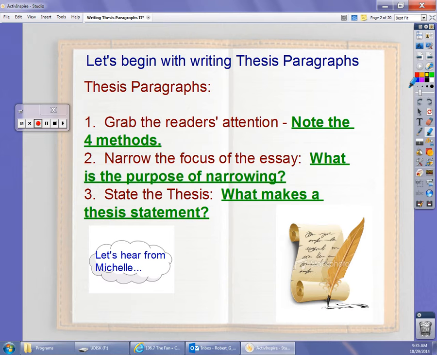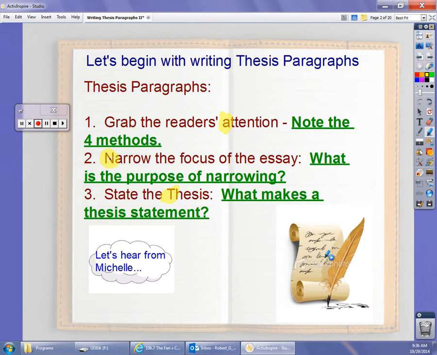So let's begin with the thesis paragraph. There are 3 goals that your thesis paragraph needs to succeed in. Number 1, grab the reader's attention. I like to call this the A. You have to grab the attention. You need to narrow the focus, N, and state your thesis, T. I call this the ANT, A-N-T.